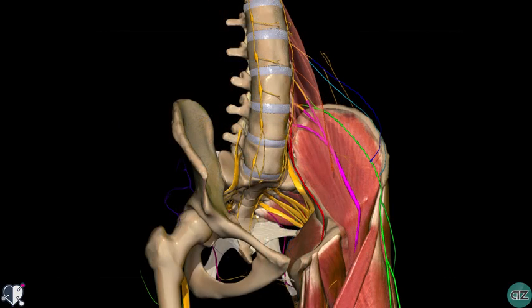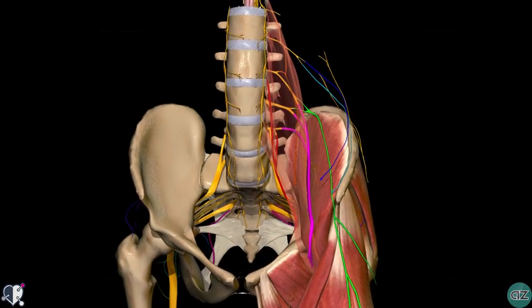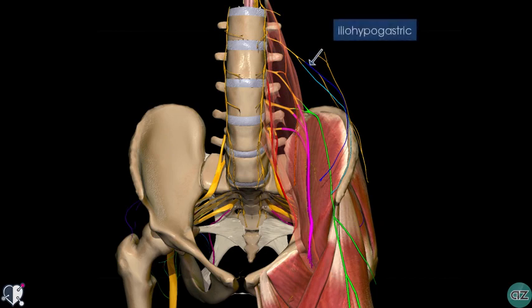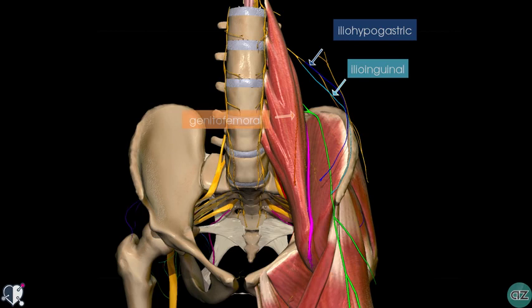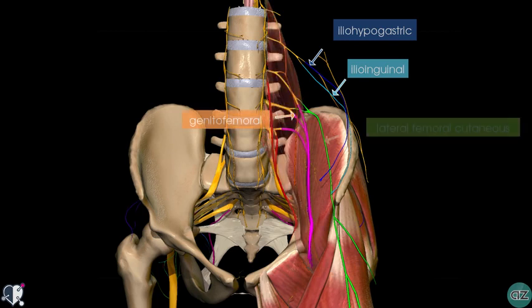To recap very briefly, the lumbar plexus is formed from the anterior rami of L1 to L4. It gives rise to 6 nerves which you can see in this model here: the iliohypogastric nerve, the ilioinguinal, the genitofemoral, which pierces the psoas major, the lateral femoral cutaneous nerve, and the large obturator and femoral nerves.